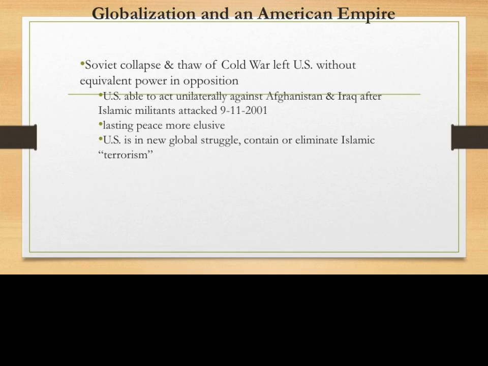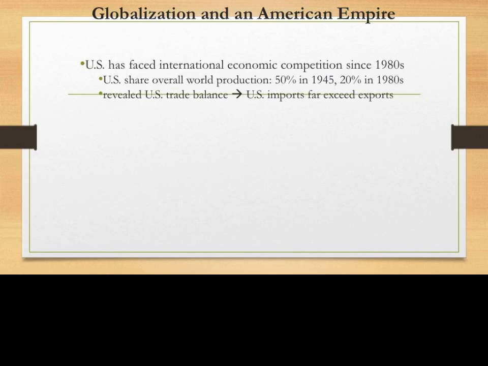But some see a decline in America's economic power. Since the 1980s, there's been a steady decline in the United States' relative economic position in the world, and in 2008, the United States enjoyed only 8.1% of the world's merchandise exports. So the U.S. has faced growing international economic competition since the 80s. The share of overall world production went from about 50% in 1945 down to 20% in the 1980s. And this is a sharp reversal of the U.S. trade balance. Imports now far exceed its exports.